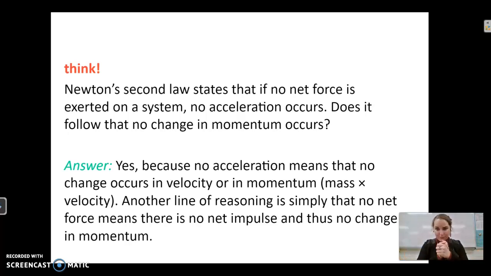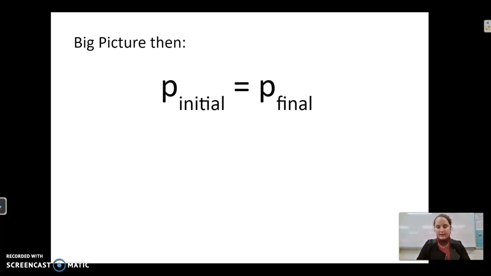So again, this all leads us to say that P initial, and again, that's your momentum, is equal to P final. Or your total momentum that you start with is equal to your total momentum that you're going to end with. All right, and this is the conservation of momentum. This is the big picture equation of the conservation of momentum. That whatever momentum you start with, you're going to end with.